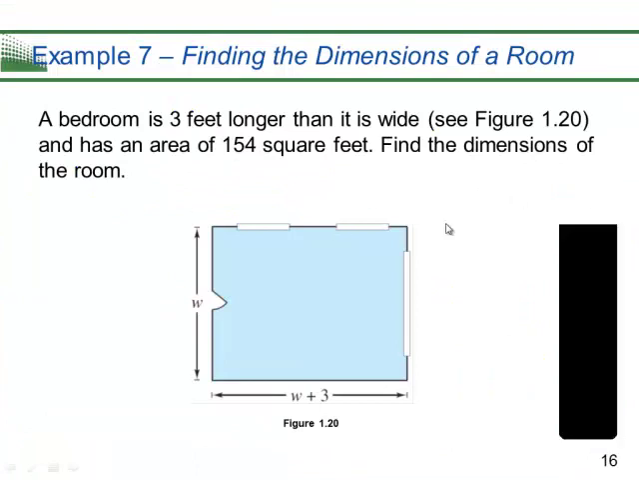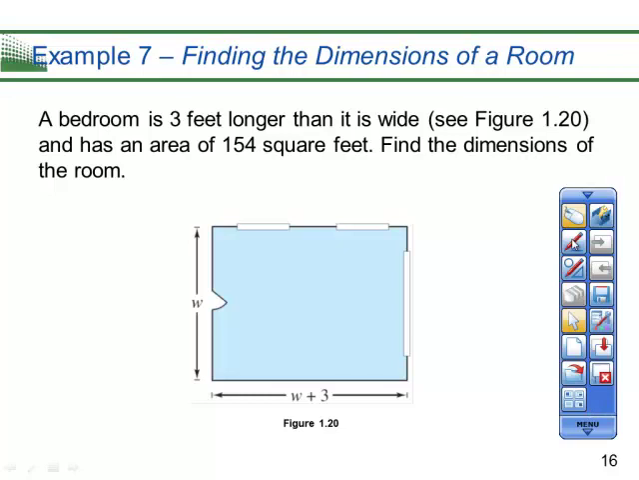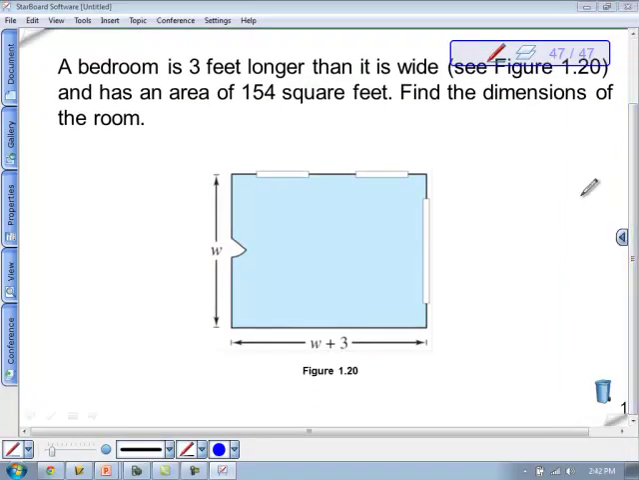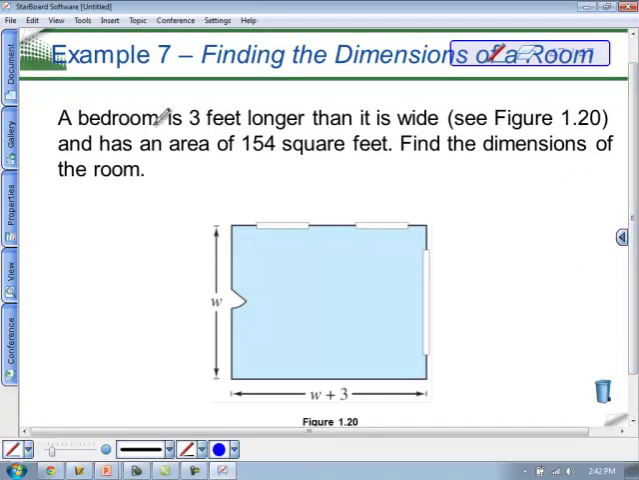Let's say we have a bedroom that's 3 feet longer than it is wide and has an area of 154. Find the dimensions of the room. All right. So we know that it is 3 feet longer than it is wide. So the length equals the width plus 3 is one of our equations. And we also know that it has an area of 154. Find the dimensions of the room.